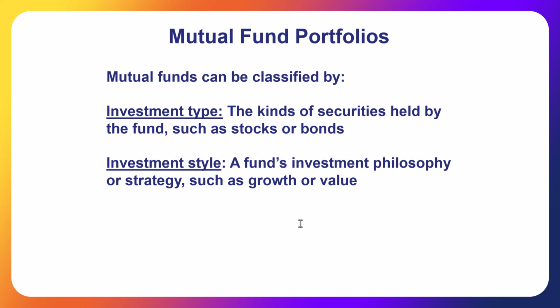You can buy a stock fund or a bond fund. You can buy a stock and bond fund. You can buy mutual funds comprised of mutual funds. You can buy funds investing in gold mining or AI. You can buy socially responsible funds. So, mutual funds can be classified by investment type, the kinds of things they buy, but you can also buy based on their investment style, the strategy of the investments.